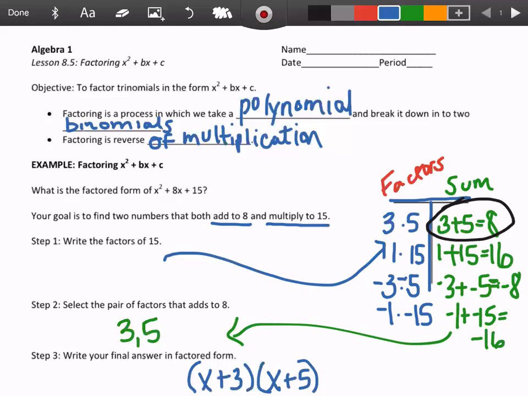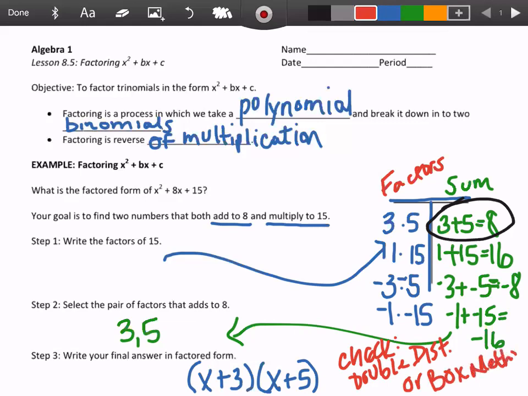And if we wanted to check that, we could use the double distribution method. So to check, use double distribution or the box method. We can use both to check those.